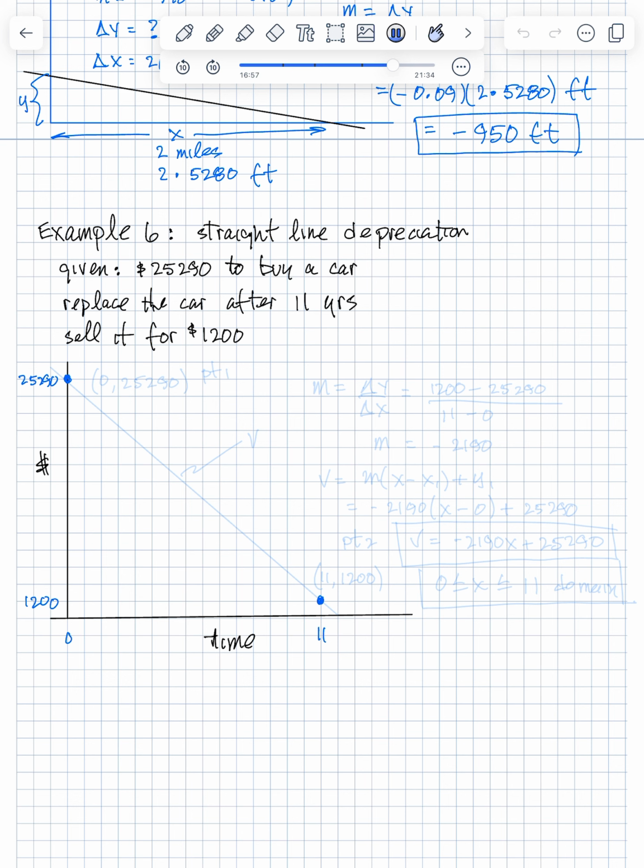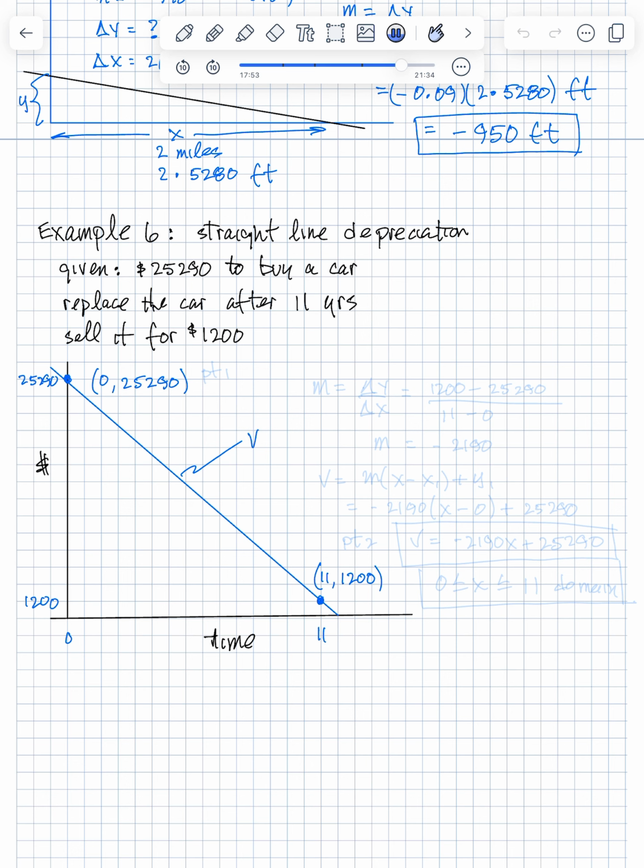So we have our 2 points. Let's draw a line, just so we know what it looks like. Okay, so let's say this is our line. Now what we need is the 2 points. Well, this point is (0, 25,290). This point is (11, 1,200). And we'll call our line V.